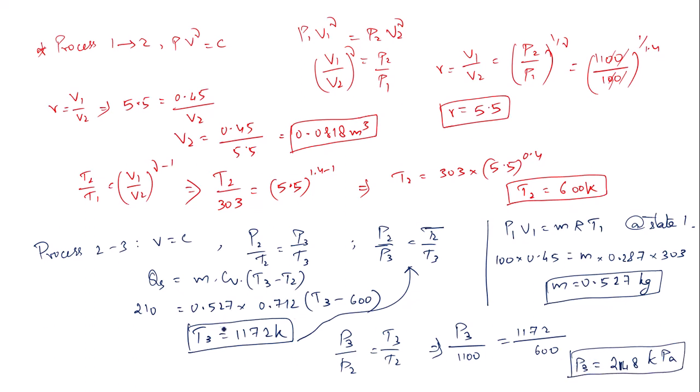So for the state 3, we have estimated T3 and P3. What about the volume? We know that process 2 to 3 is a constant volume process, so V3 is equal to V2. Clear? So I'll be using the same value, 0.0818 meter cube. So for process 1 to 2 and process 2 to 3, we have calculated the required values.